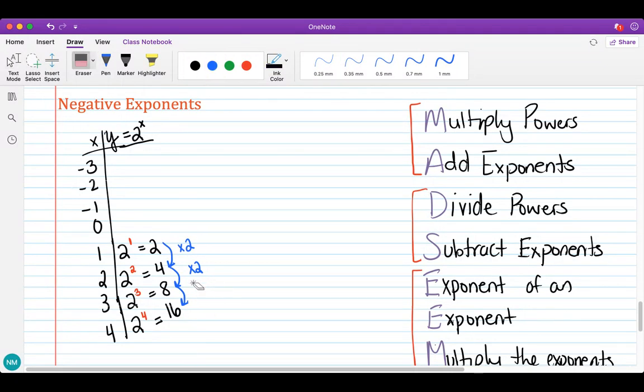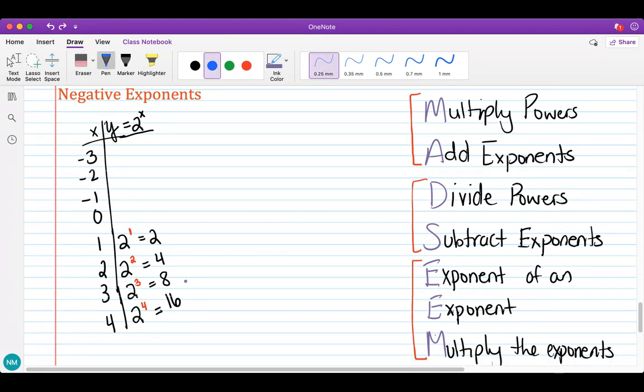So the question is, what if we went backwards? Because going forward is not going to help me get into this range. So to get from 16 to 8, I divide by 2. And to get from 8 to 4, I divide by 2. To get from 4 to 2, I divide by 2. So in order to get here, I'm going to have to divide by 2. What is 2 divided by 2? 2 divided by 2 is 1. So what this is telling me is that 2 to the 0 power is equal to 1.